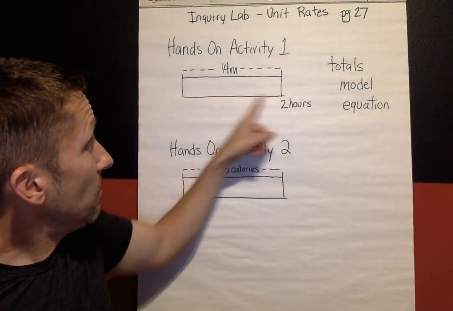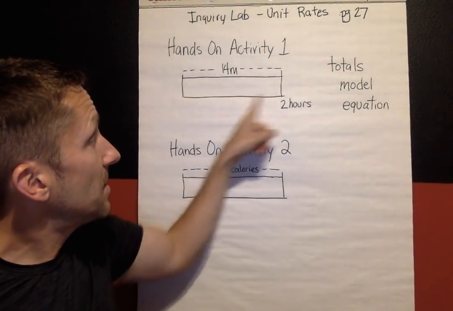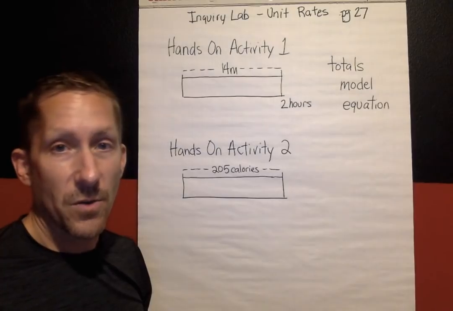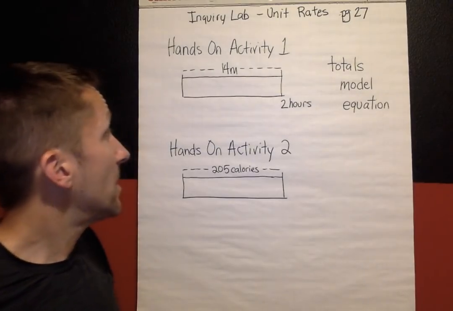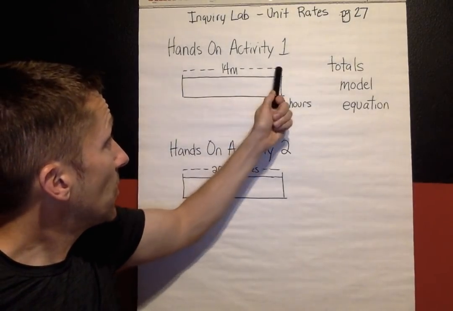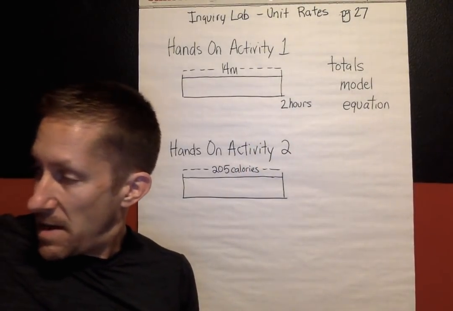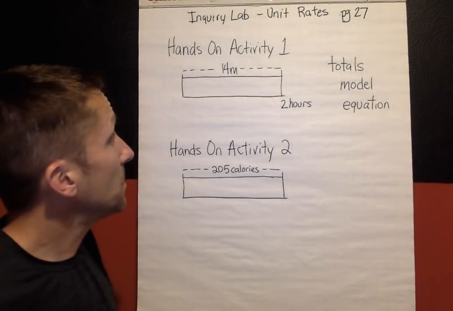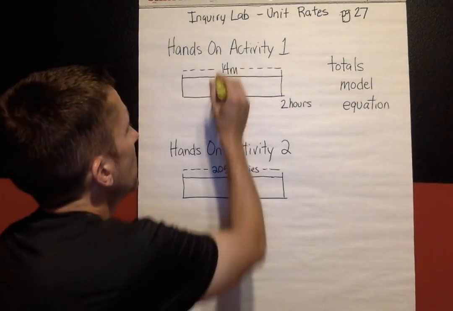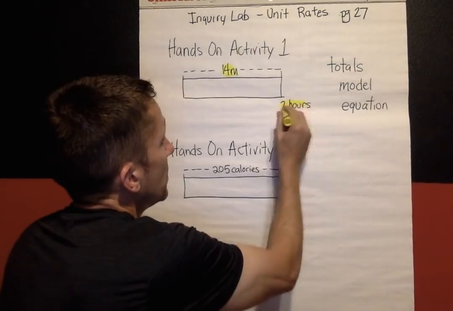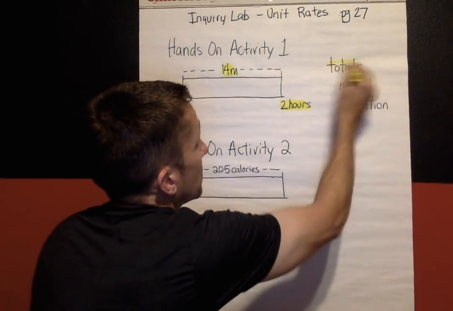If you look at this bar diagram, this is the model, and the totals are labeled for you on hands-on activity 1. The totals are 14 miles in 2 hours. So I am going to highlight those. These are my totals: 14 miles in 2 hours.